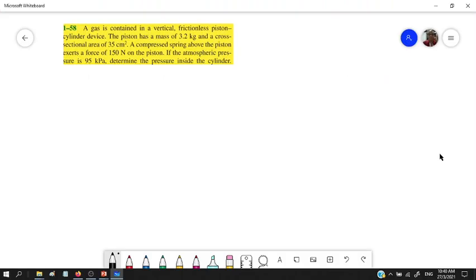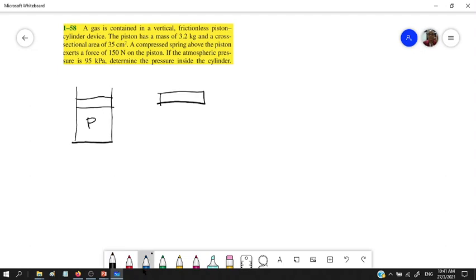Before we solve the problem, let us look at the model that we are going to use. So this is a vertical frictionless piston cylinder device. If we have this type of model, to determine the pressure inside this piston cylinder device, we always look at the free body diagram of the piston.